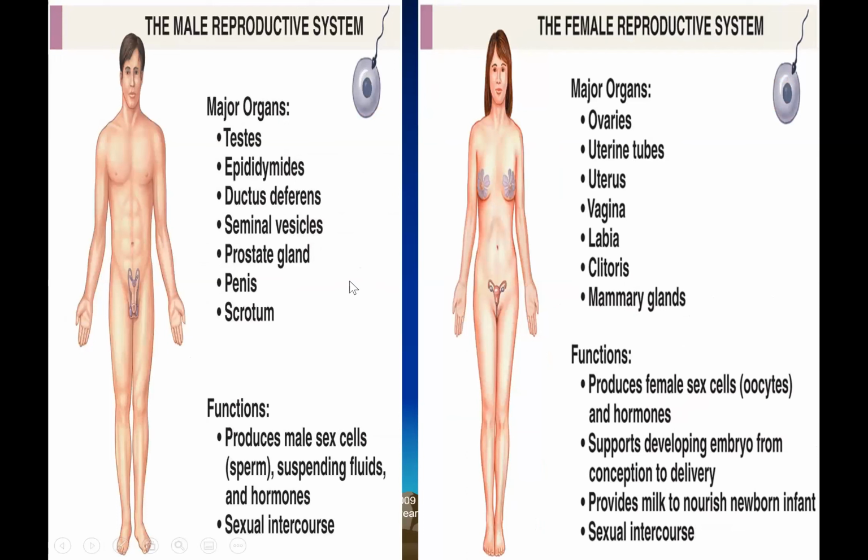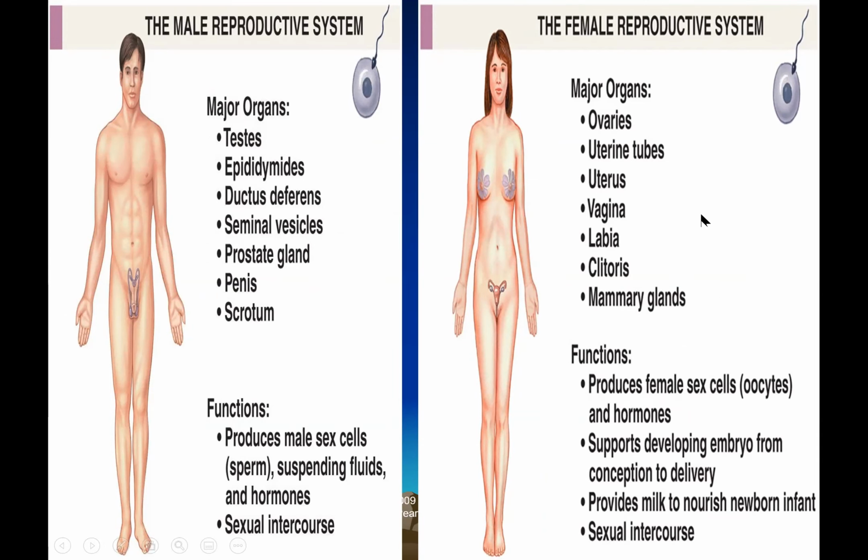The male and the female reproductive system. In the male, the organs are the testes, and then all these structures and tubes, it'll go through the epididymis, and then ductus deferens, seminal vessels, the prostate glands, the penis, the scrotum. So many of them, like you can see, are external genitalia. The main function is to make the sperm and play a role in sexual intercourse.